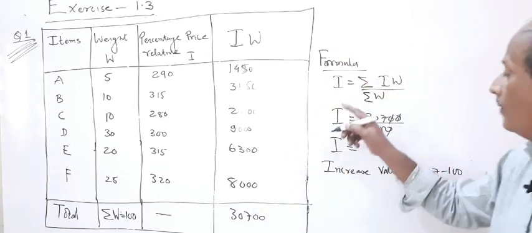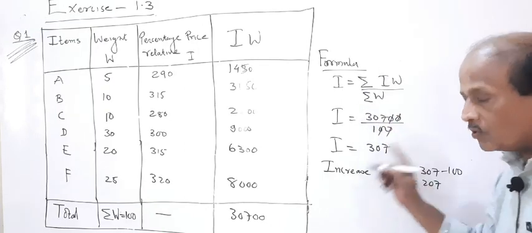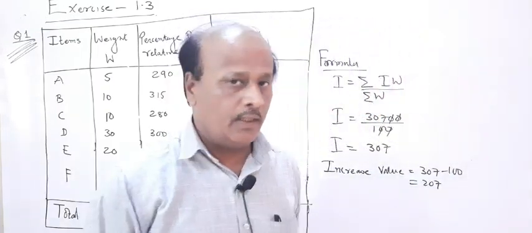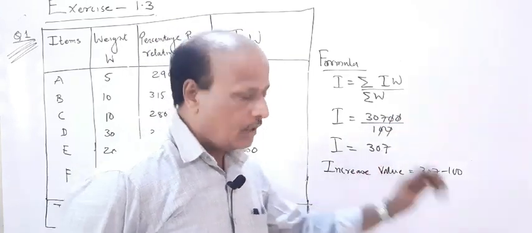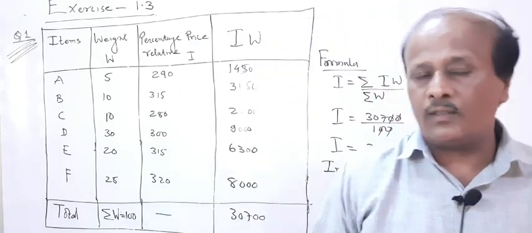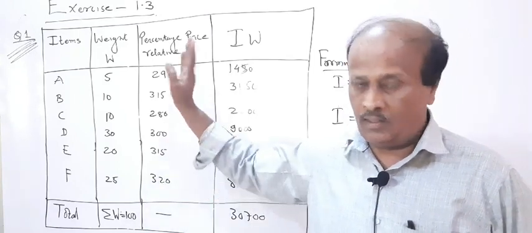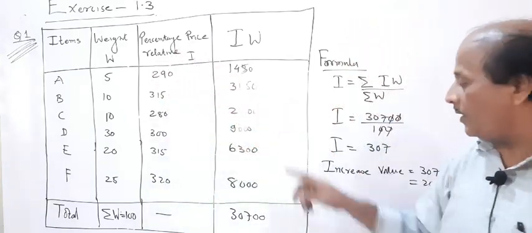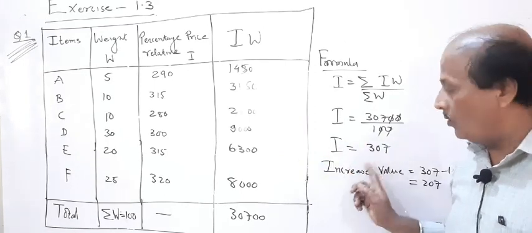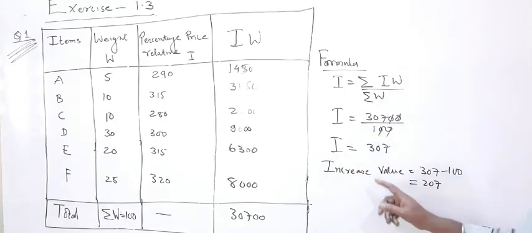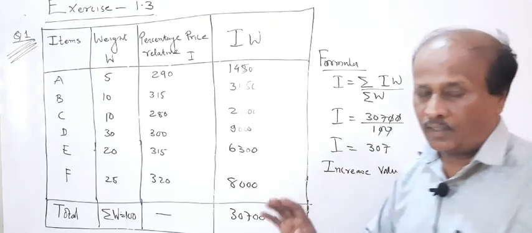Now what is that formula? I is equal to sigma IW divided by sigma W. As soon as you put in the values, since it's the easiest question, the 0 will be cancelled by the denominator 0. The answer will be 307. Sometimes they ask you to find the increase in the value with reference to the base price. Suppose the reference value of price is 100, so the increased value will be, you can support your answer with the last step. Don't forget to write the last step. So the increase in the value of an item will be 307 minus 100, which is equal to 207.